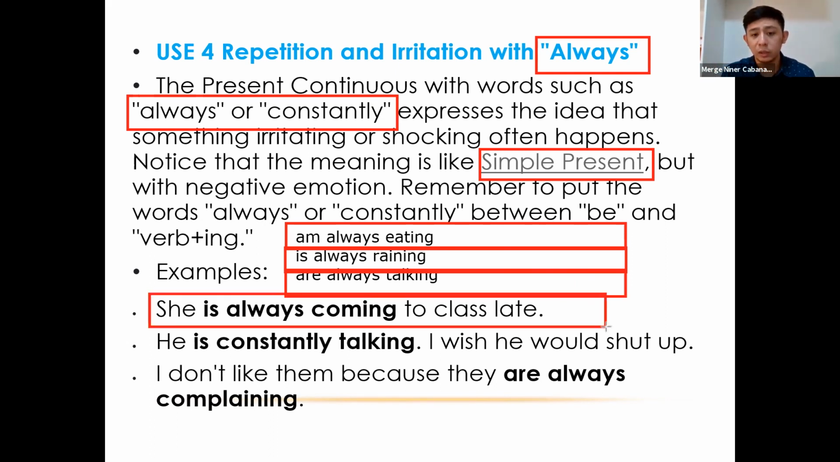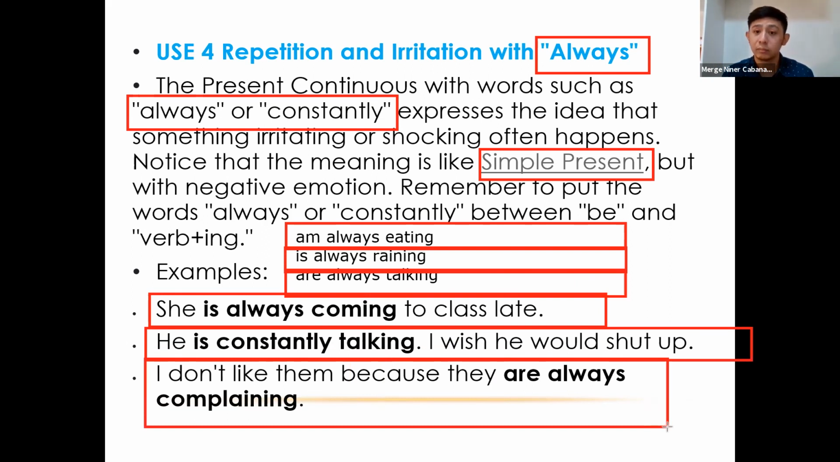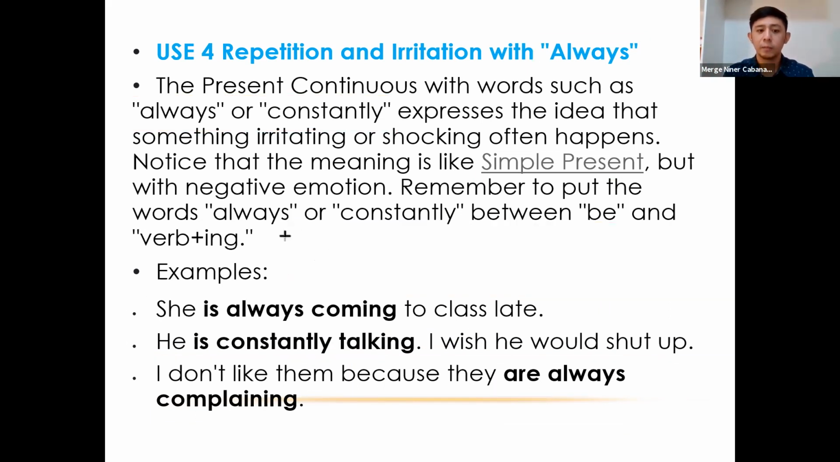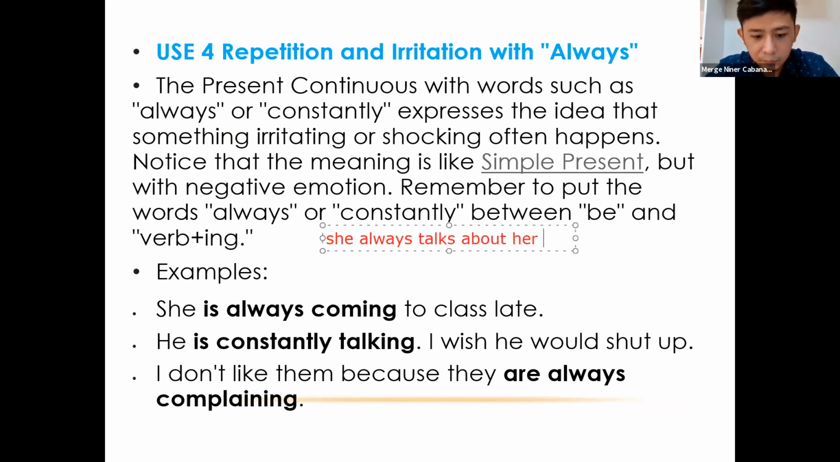She is always coming to class late. He is constantly talking. I wish he would shut up. I don't like them because they are always complaining. So if you put always, constantly, all the time, plus is, am, are, plus your verb that ends with ing, that means that there's an irritation, there is a negative emotion. Okay? So the difference between she always talks about her cat versus she is always talking about her cat.